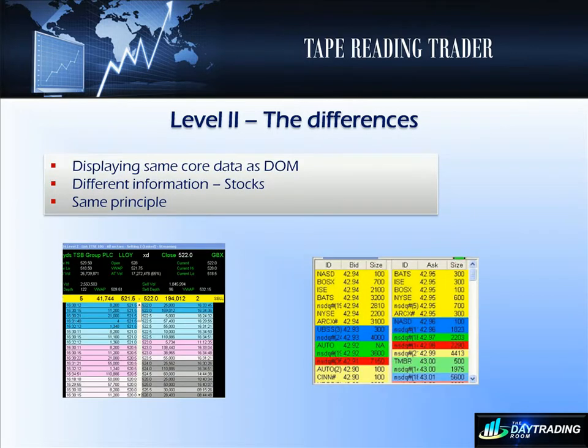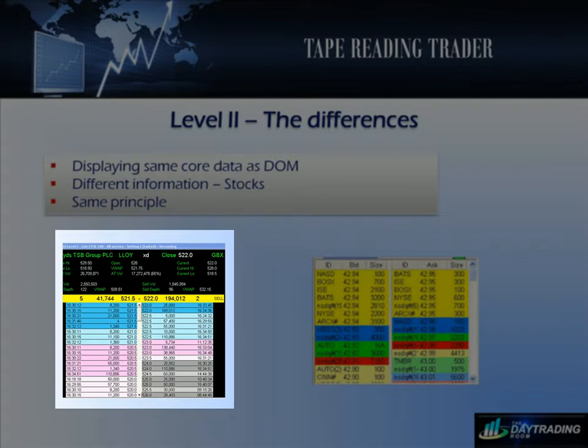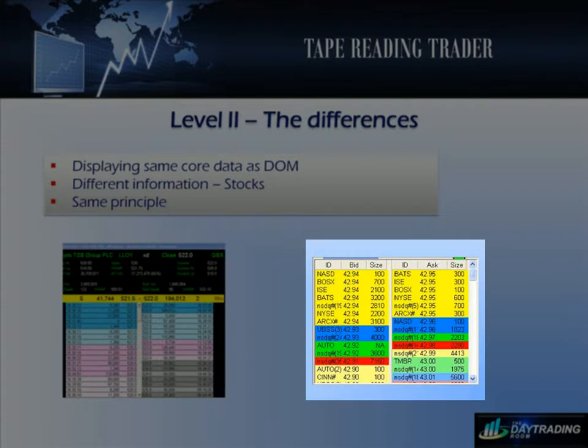Let's move on to level 2, and very quickly the differences between the level 2 and the dome or the depth of market, basically displaying exactly the same data. There are some differences, and level 2 is generally for stocks, because as you can see here, we've got level 2 of Lloyds Bank, or should I say Lloyds TSB now, traded on the UK London Stock Exchange. On the right hand side there, I'm not entirely sure, but I think that's JP Morgan again.